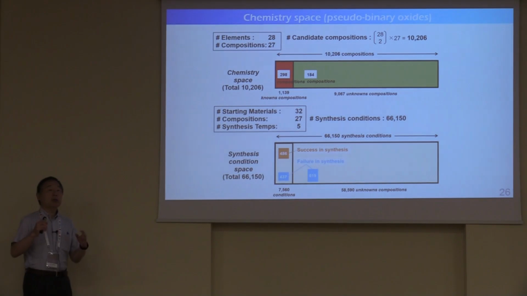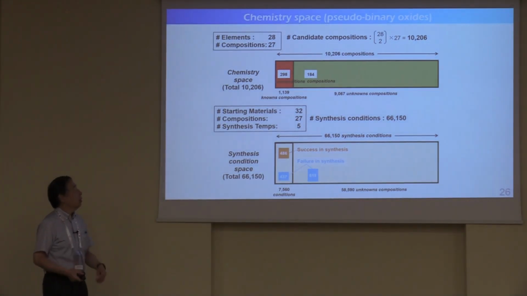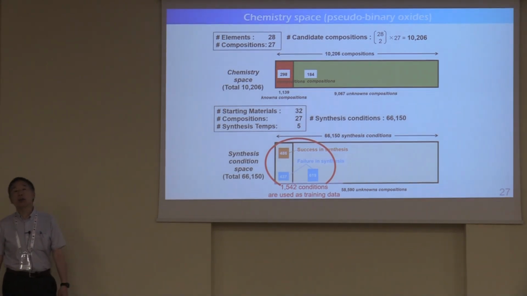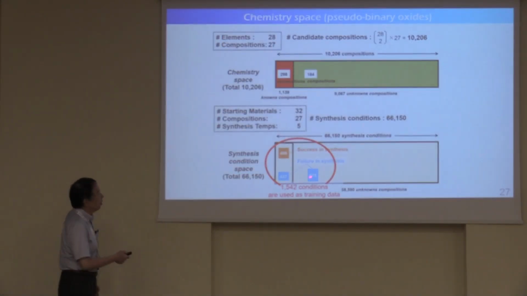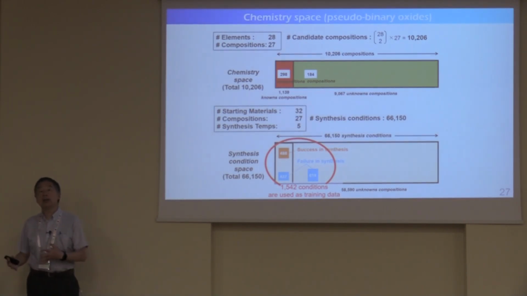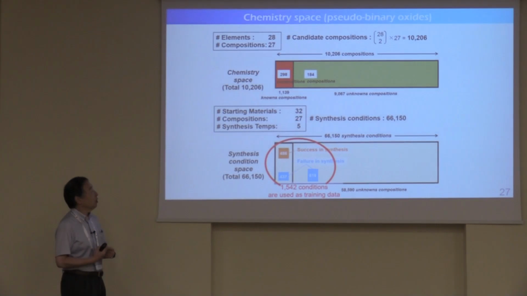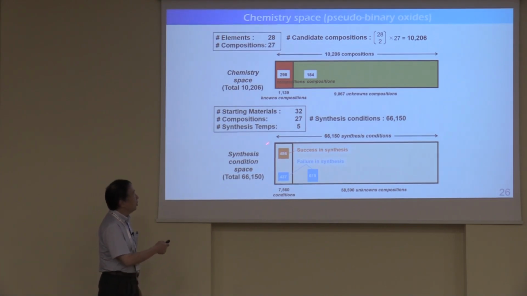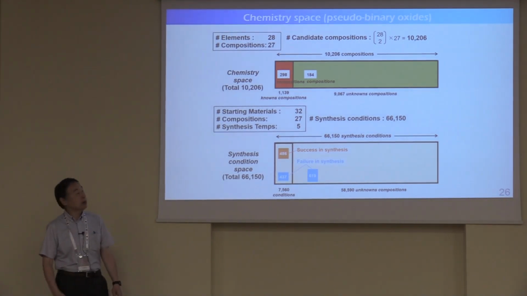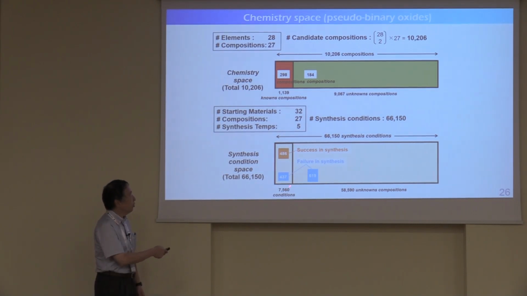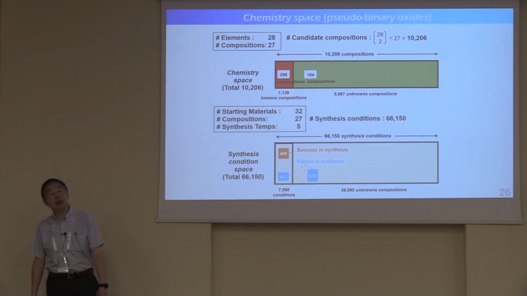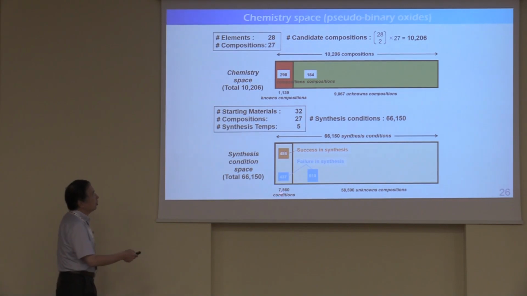At the very beginning, we need some training data. So we have chosen these 1,500 conditions randomly from each zone to get the input data. Within this zone, we obtained more experimental data. This was also randomly chosen from this zone. And from this zone, we have chosen 619 data.